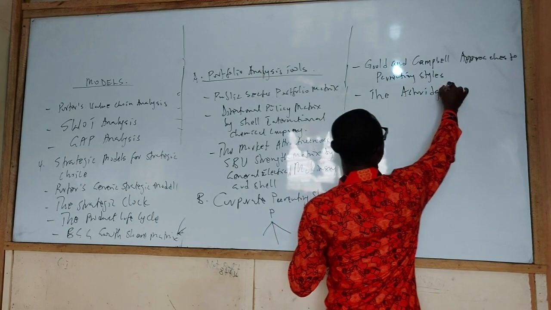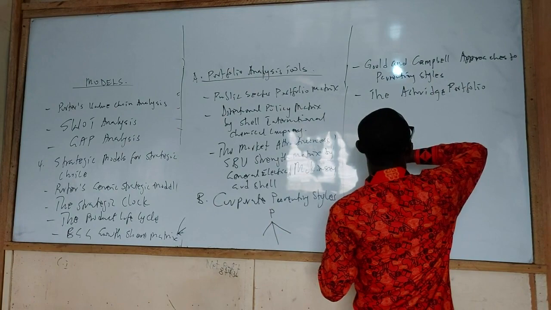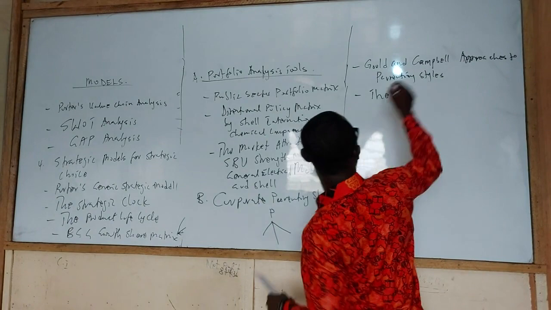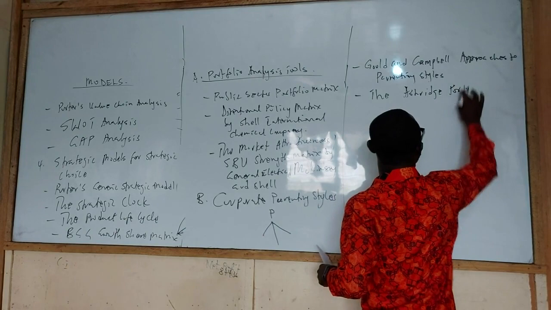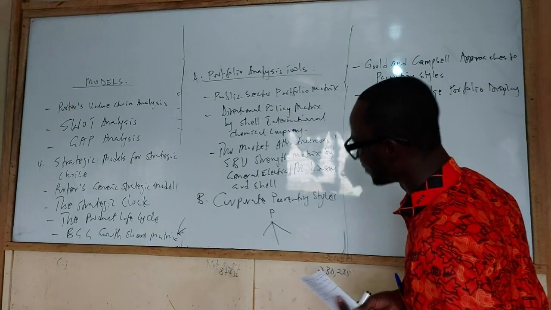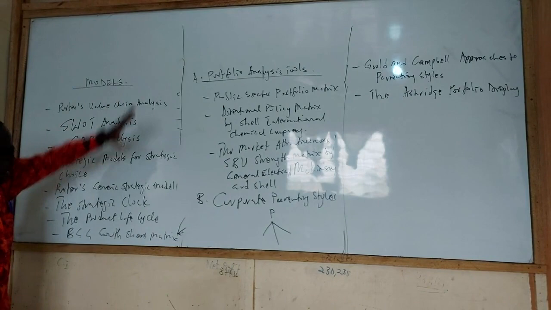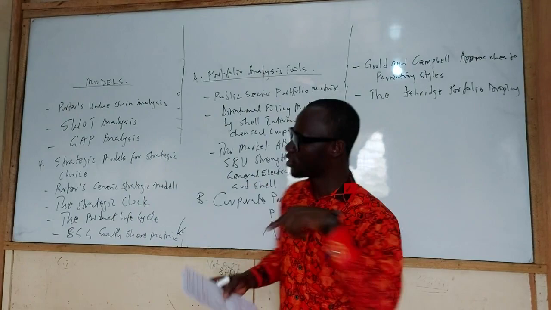So what do you mean? The portfolio display. Okay, so that's it about that. So that is it about the fourth thing, the various choices companies can make. The various choices a company can make. So what does this all mean?